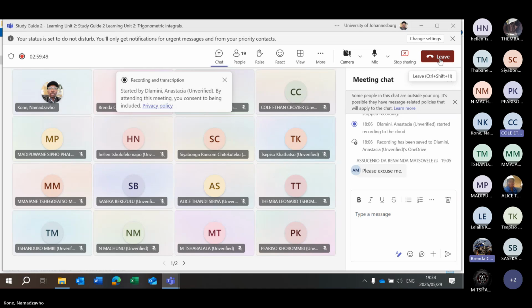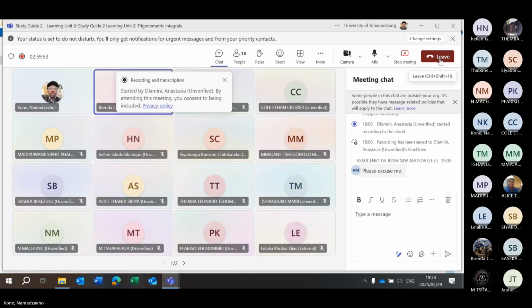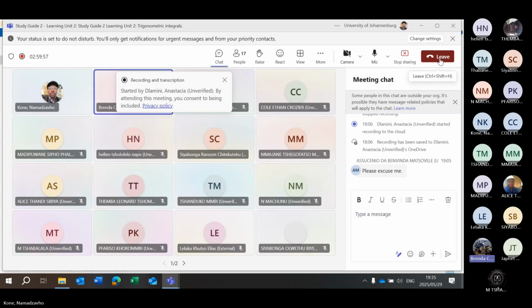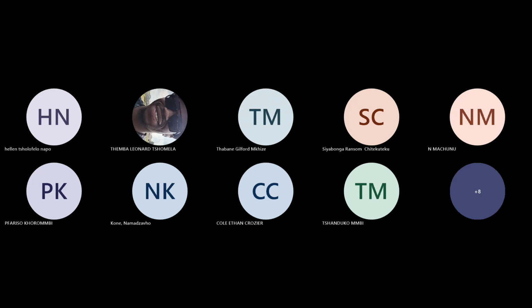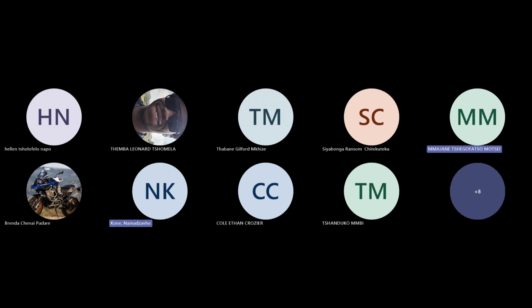Then stop the recording, sir. Come again? You have to stop the recording. Oh, I have to stop it. How must I do it? You stop sharing. I'm not the one who started sharing. But who recorded? I think she gave you the powers today. But she can't, because I'm not using the same thing as you. Okay, fine.